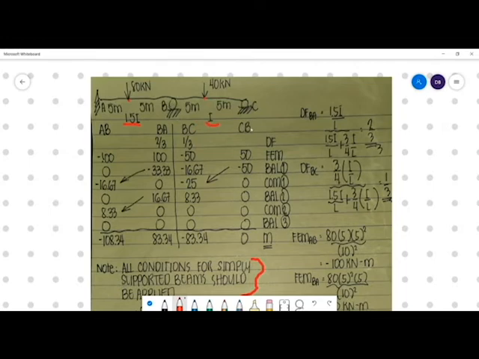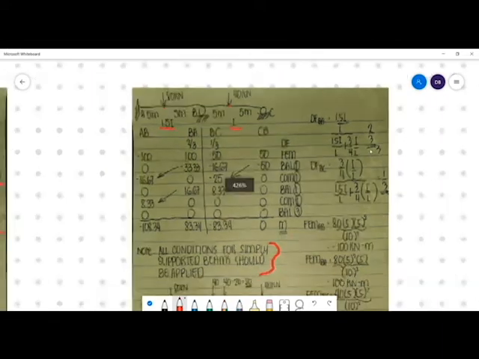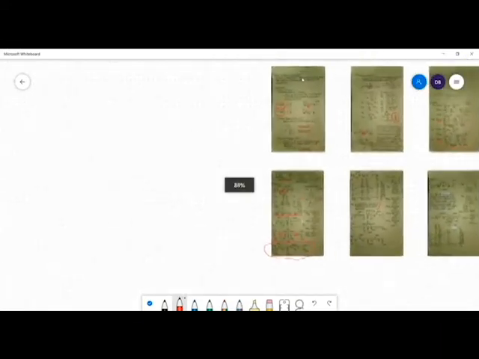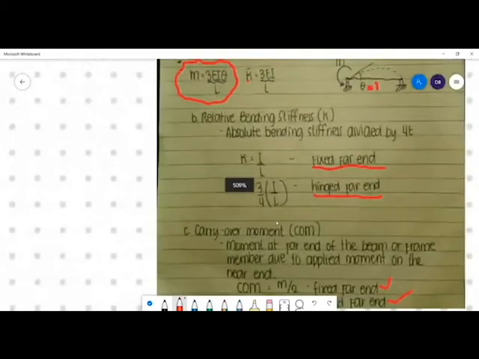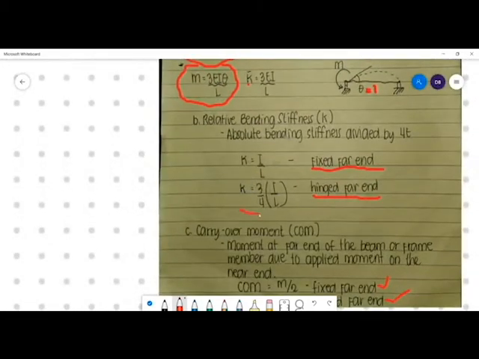So we determine the distribution factor. The relative stiffness of BA is equal to 1.5 I over 10, over 1.5 I over 10 plus 3/4. Since we have a roller at C, a roller support at the other end, we multiply the relative stiffness by 3/4. You saw this in the notes for MDM: hinge far end.